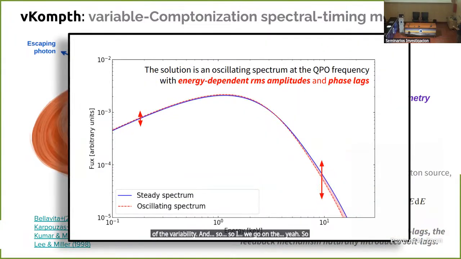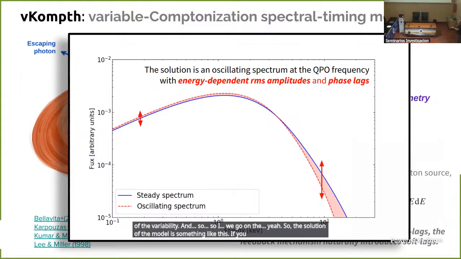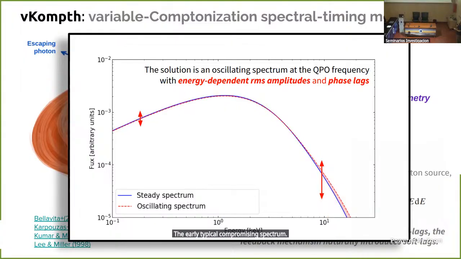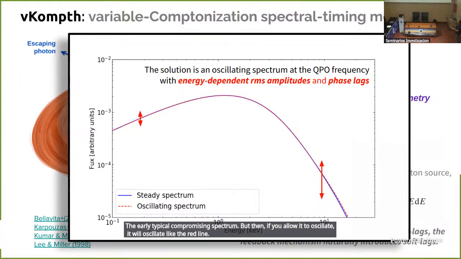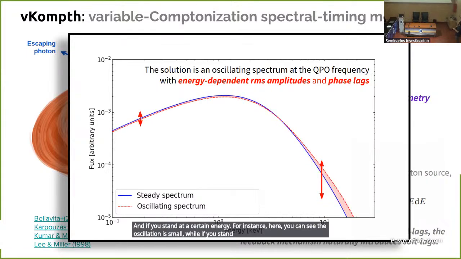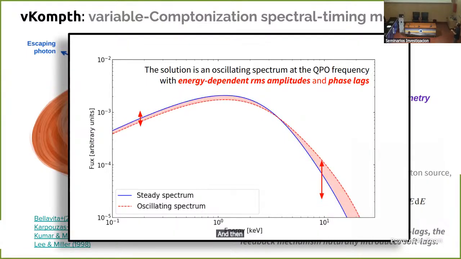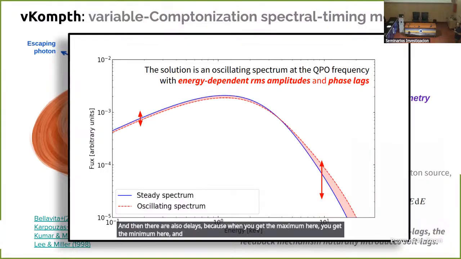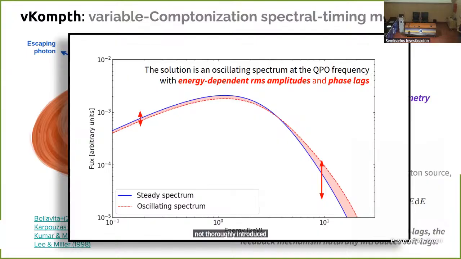So the solution of the model is something like this. If you take the steady spectrum, it will be like the blue part here, the typical Comptonizing spectrum. But then if you allow it to oscillate, it will oscillate like the red line. If you stand at a certain energy, for instance here, you can see the oscillation is small, while if you stand at this higher energy, the oscillation is larger. So the amplitude of the oscillation in this case is increasing with energy. And then there are also delays, because when you get the maximum here, you get the minimum here, and the opposite. So there are delays naturally introduced in the system.